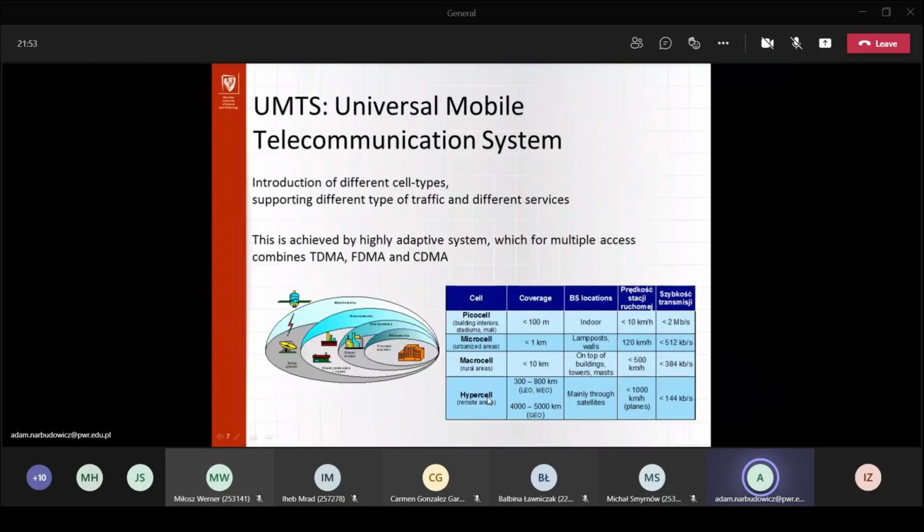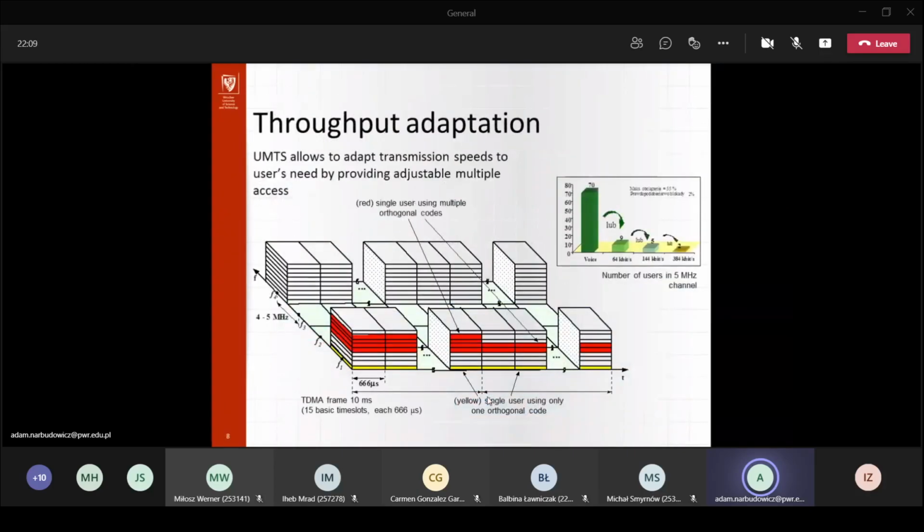Right, and then of course we get something like a hypercell, which is basically a satellite base. So we're talking about a few hundred kilometers. This would be typically the case with remote areas. All right. Next thing that was actually introduced.